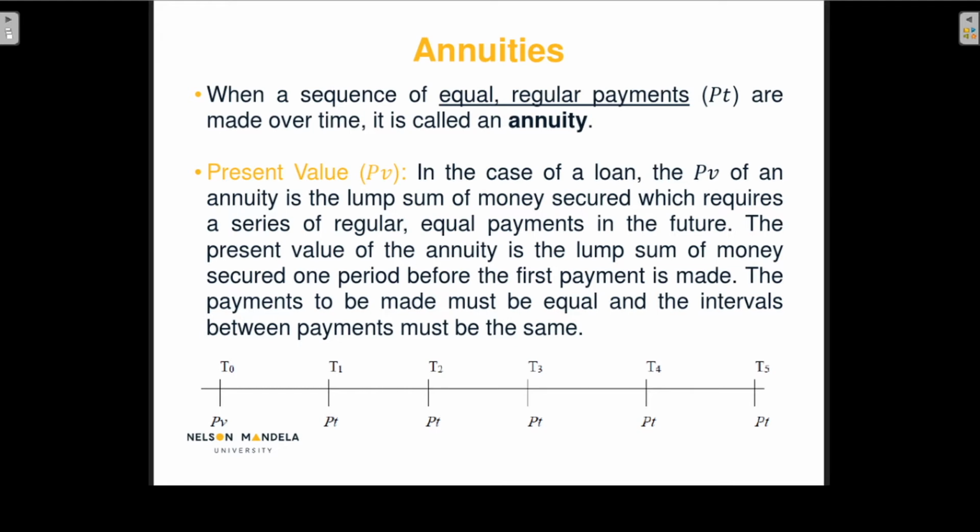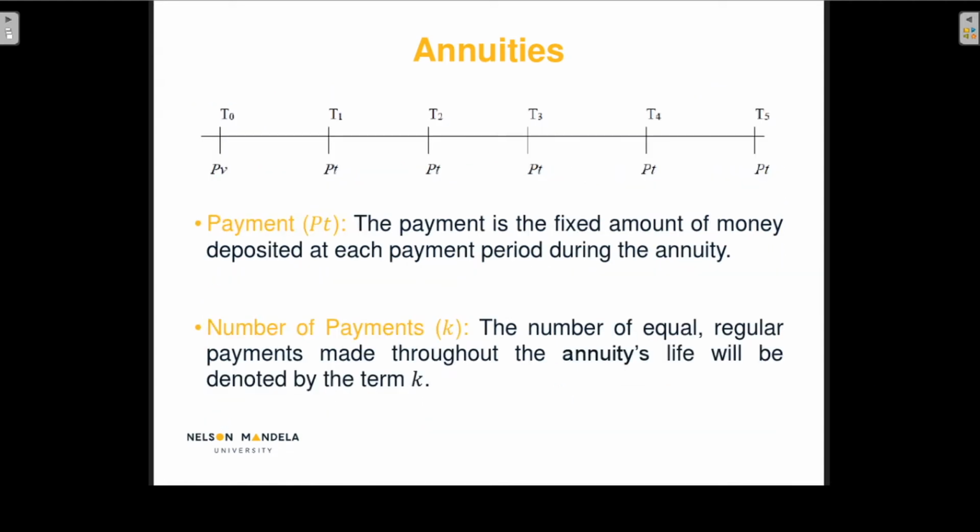Now, the present value of the annuity is the lump sum of money secured one period before the first payment is made. So again, in the case of a home loan, that is the amount of money that you borrow to buy the house. And it's important to see that the first payment is made one payment period after the lump sum is secured. Now, the payments to be made must be equal and the intervals between the payments must be the same.